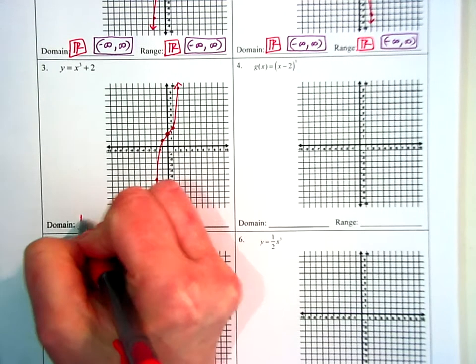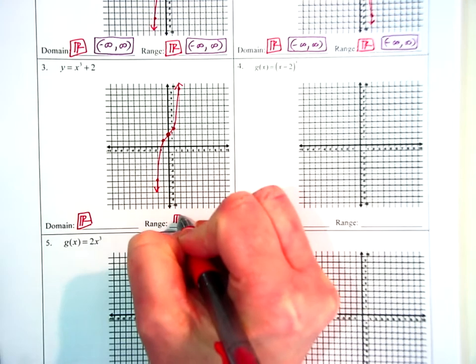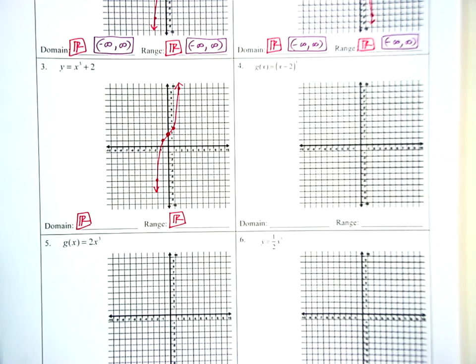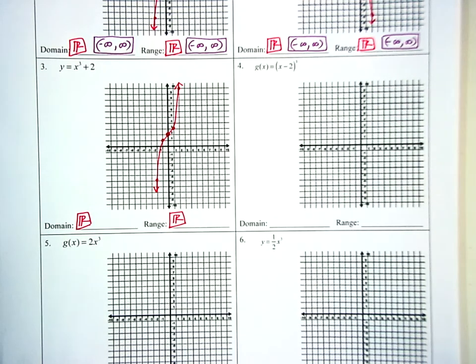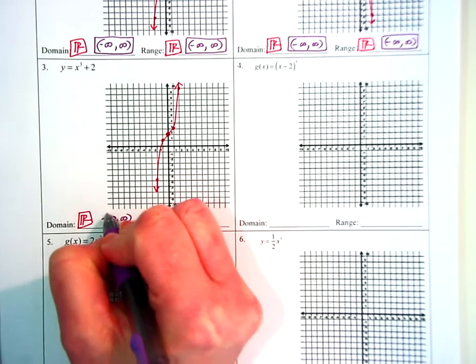My domain, x, well, x can be all real numbers, can be anything I can think of in terms of the numbers that I've learned so far. So we're only looking at real numbers. So it could be any number we can conceive of at this point. Or, of course, we can say negative to positive infinity.